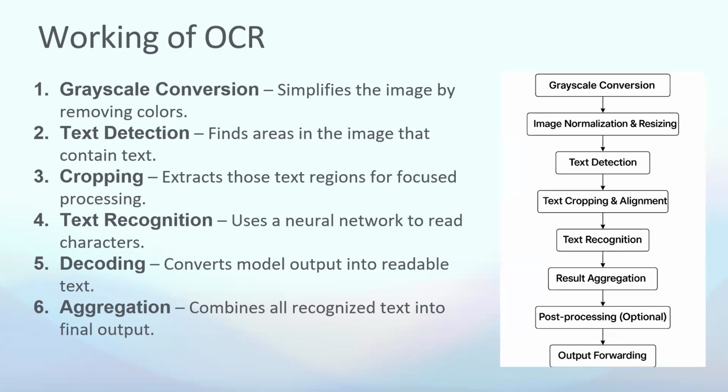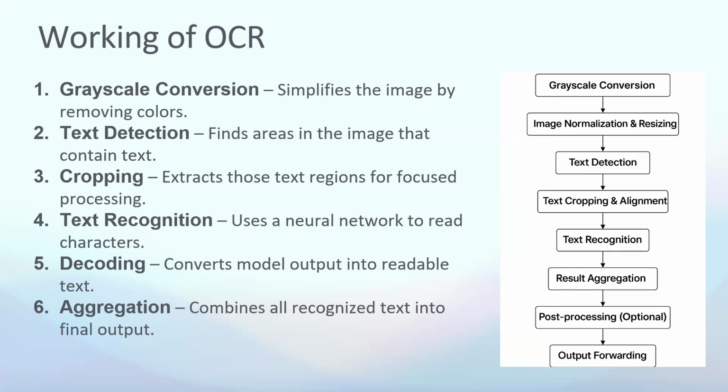The next slide is about the working of OCR. Here is a simplified breakdown of how OCR works in our pipeline. First of all, it starts by converting the input image to grayscale to reduce computational complexity and noise. Then the system identifies regions of the image likely to contain text. The detected regions are cropped to isolate text areas, improving downstream recognition accuracy. A neural network reads characters from the cropped segments. This is where PaddleOCR excels, specifically for cursive or low resolution text.